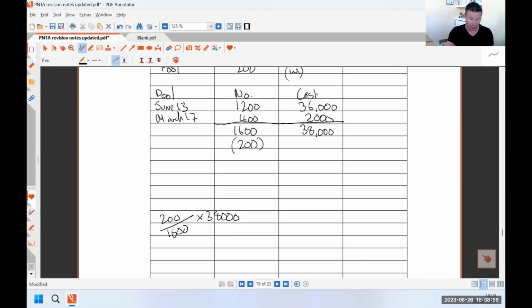There are other ways you can do it. You could do 38,000 pounds divided by 600, which gives you the price of one share, then multiplied by 200. It doesn't matter as long as they can work it out. So 200 divided by 1600 times 38,000 pounds gives a figure of £4,750. Everyone happy where that has come from?